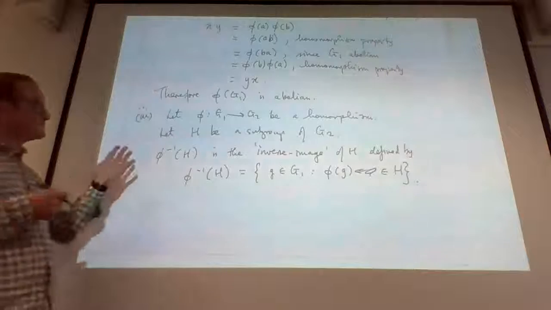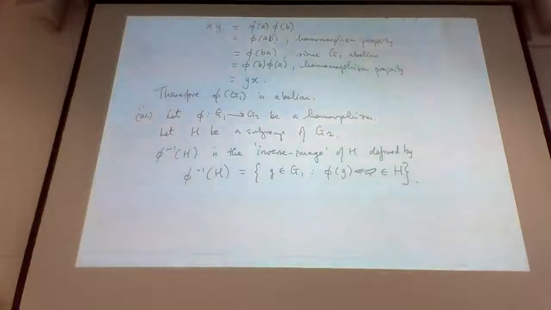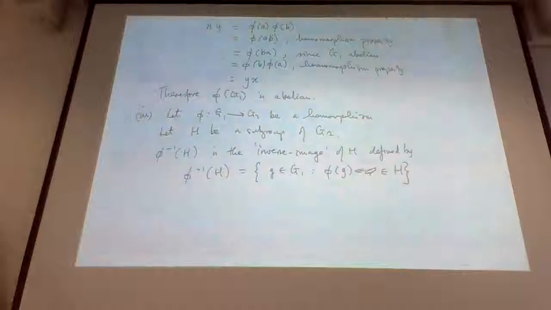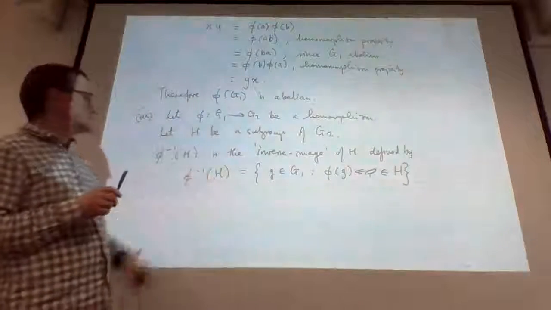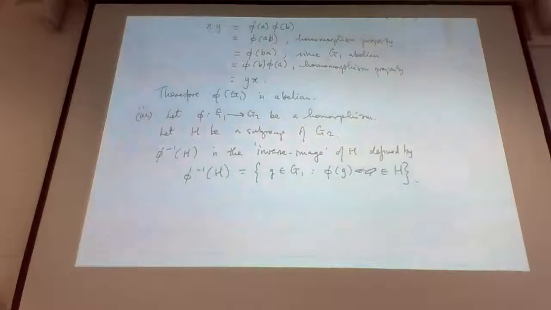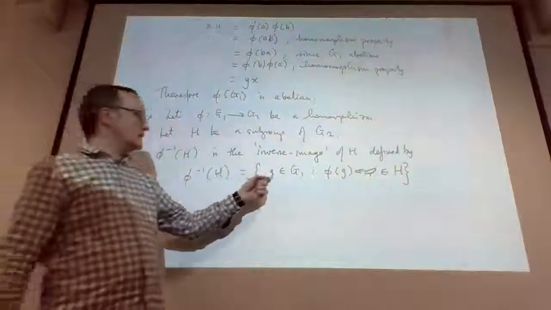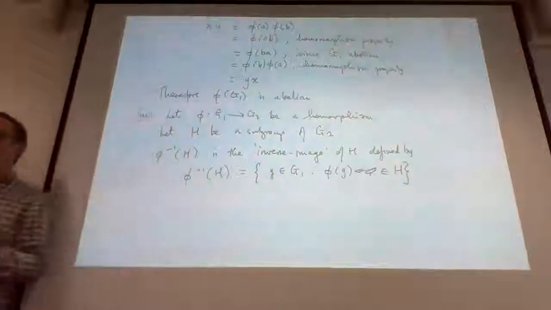Now, you want to prove something is a subgroup. So think of the straightforward subgroup test here. You've got to show it contains the identity. You've got to show it's closed under multiplication, and it contains all its inverses. So is the identity of G1 inside phi inverse of H? So does the identity qualify as an element that gets mapped by phi into H? If so, why?